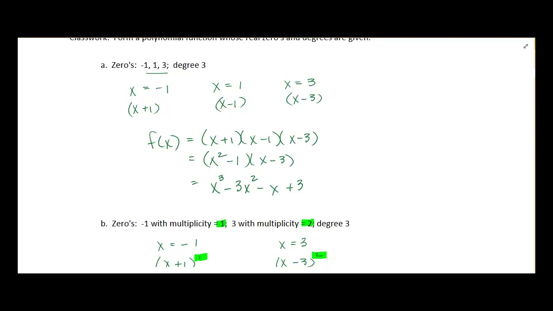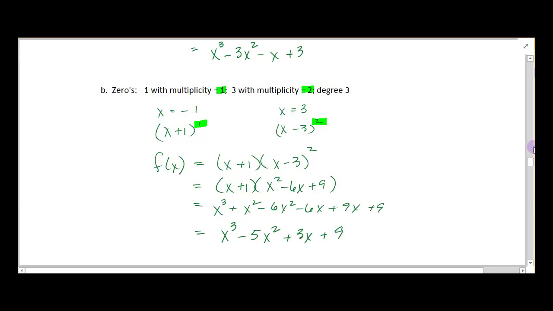Now the second example was a little bit more involved, because I was given a multiplicity for each case. So in other words, this is the root and the multiplicity of that root. Remember that if I am given a root, then I write it in its factored form followed by the multiplicity. So this first one looks like x plus 1 raised to the first power, and the second root I was given is x minus 3 raised to the second power. So this is my polynomial here, and when I multiply this together, I end up with x cubed minus 5x squared plus 3x plus 9.